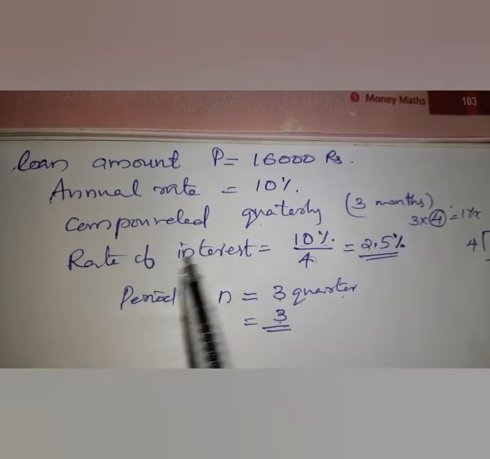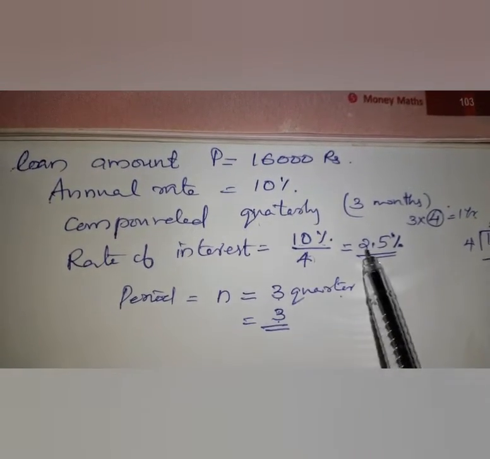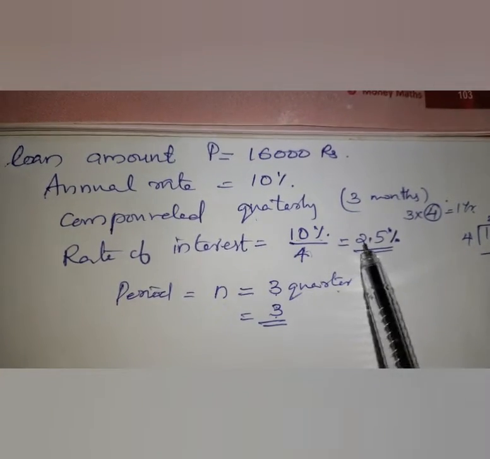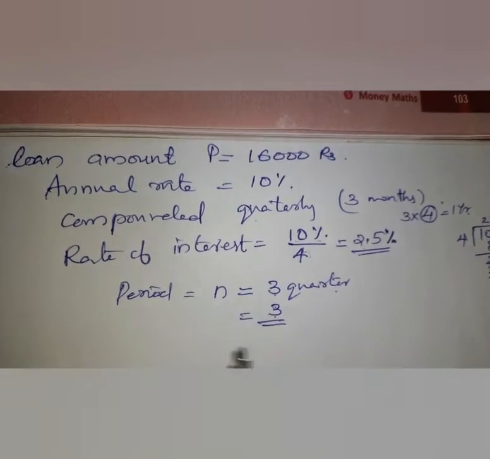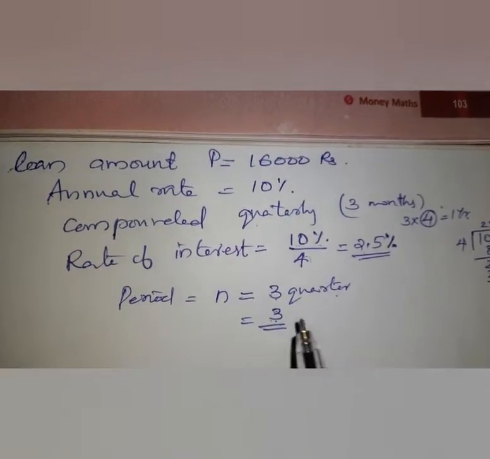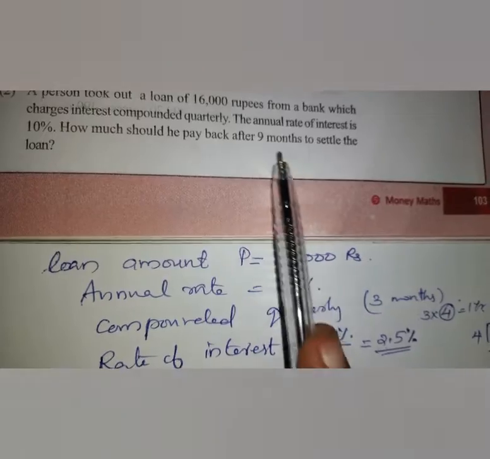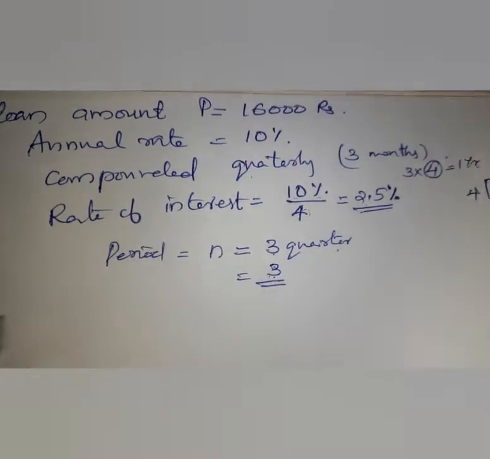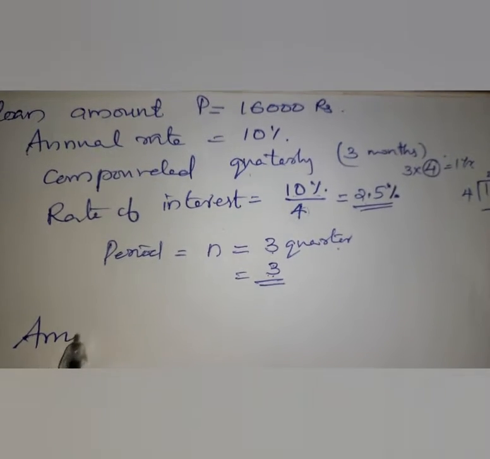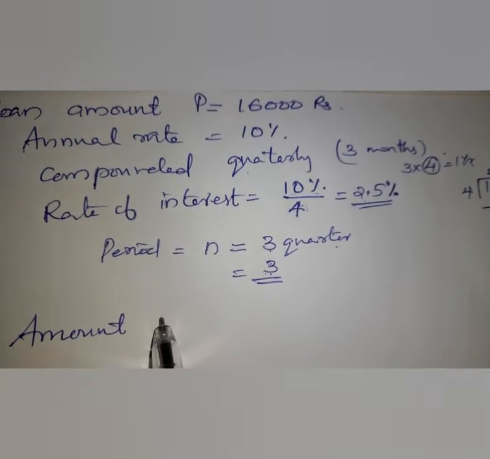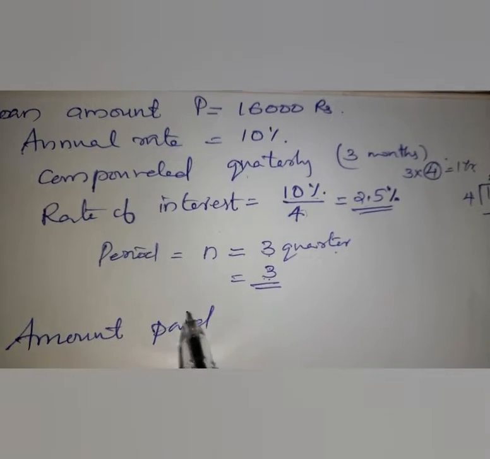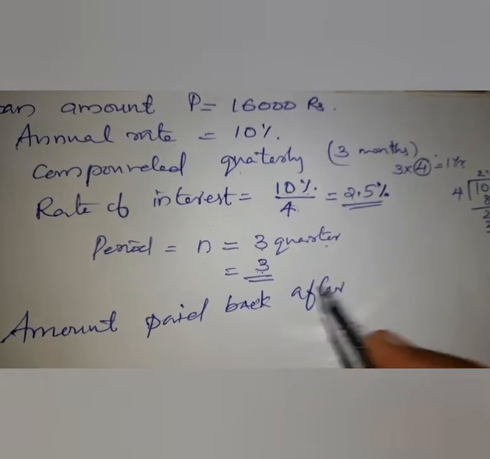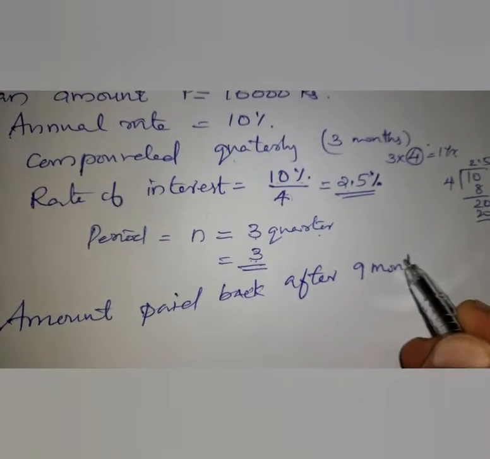But if you are calculating the rate of interest, that should be 10% by 4 itself, so that is 2.5%. But the number of times is 3, because he settled the loan in 9 months. So N should be 3 only. So the amount paid back after 9 months only, we are calculating.